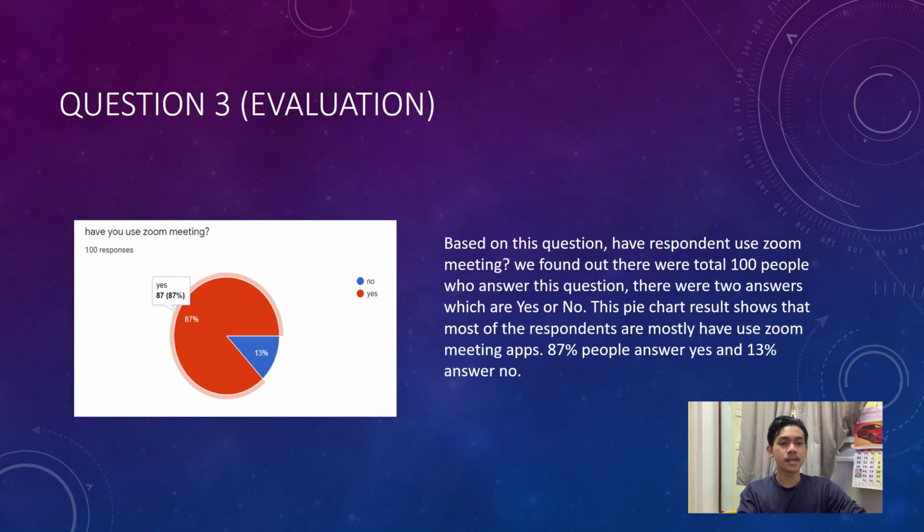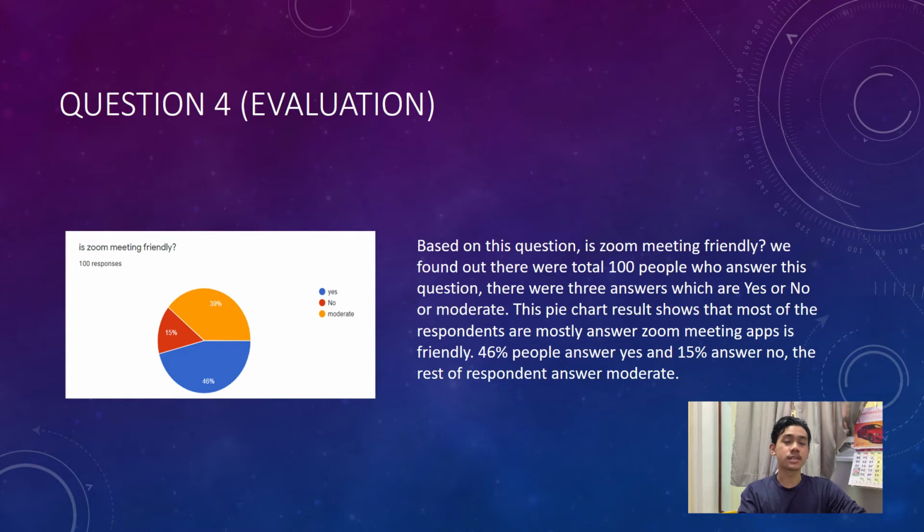The third question is about whether the student has used Zoom meeting. This pie chart result shows that most of the respondents have used the Zoom meeting app. 87% of people answered yes and 13% answered no. So question 4 is about whether Zoom meeting is friendly. This pie chart result shows that most of the respondents answered that the Zoom meeting app is friendly. 46 people answered yes and 15 people answered no. The rest of the respondents answered moderate, which is 39%, representing 36 people.